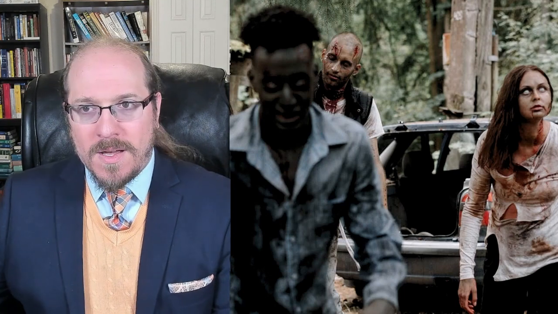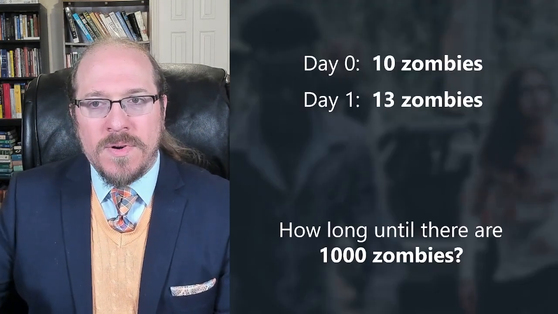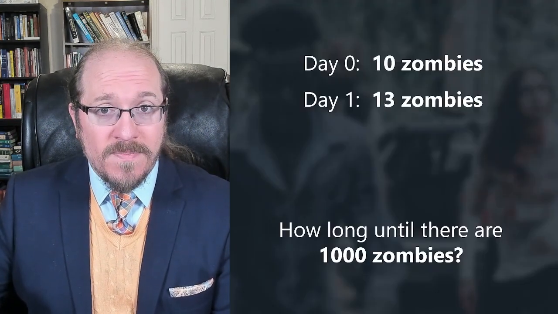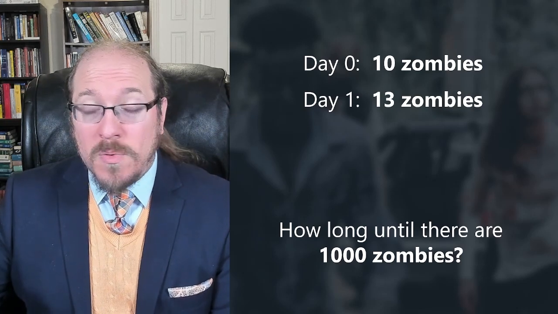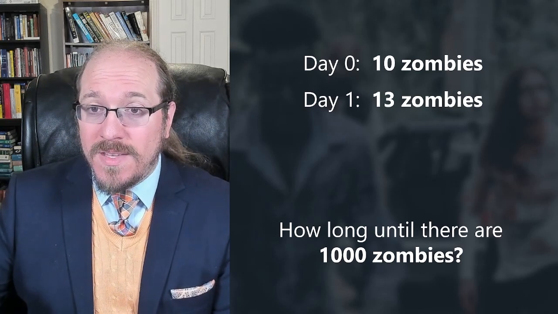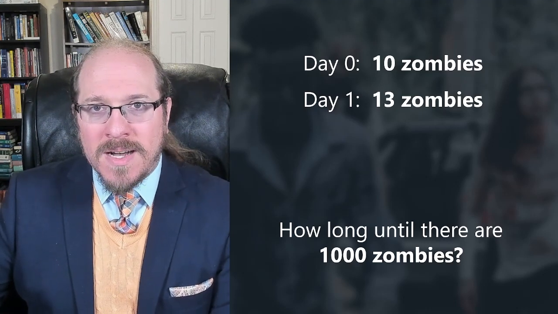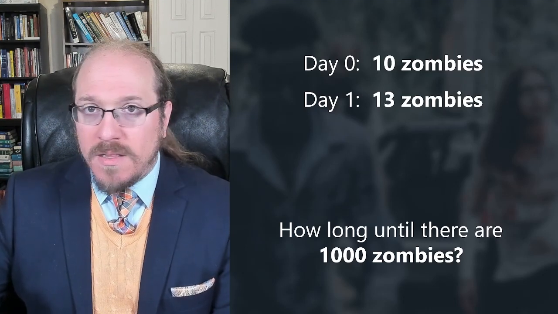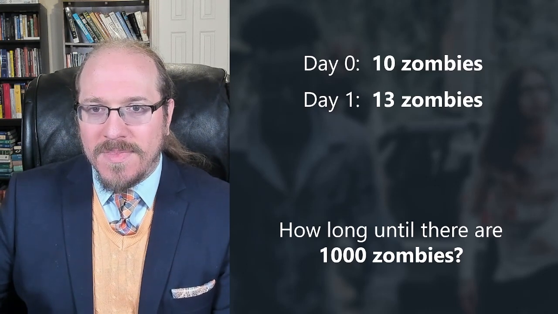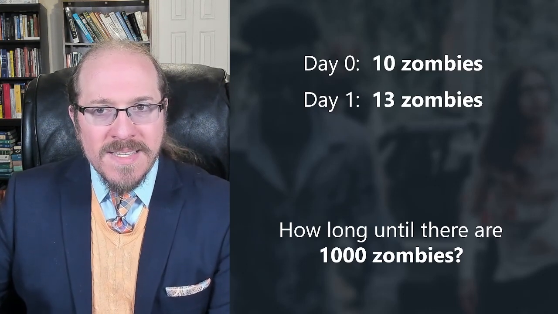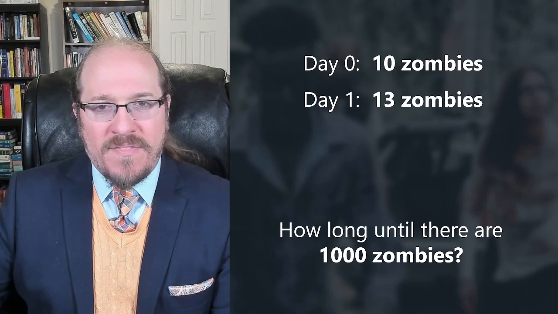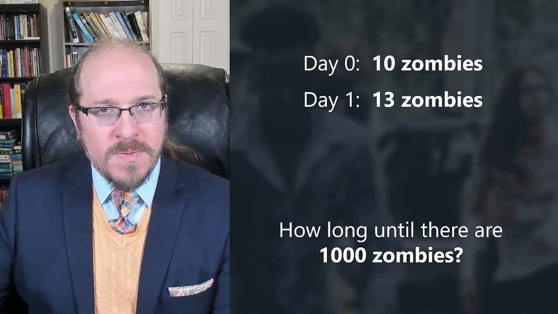Here's what we know. On day 0, 10 students were noticed to have been turned into zombies. The next day, that number was up to 13 zombies. So how long do we have before there are 1,000 zombies roaming around campus looking for brains to eat? We could wait a few more days to collect some more data points and try to figure out what model would best fit our situation.